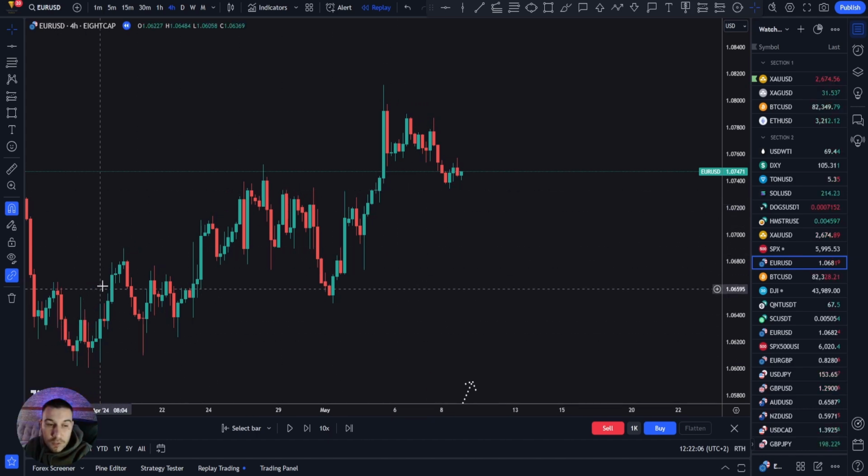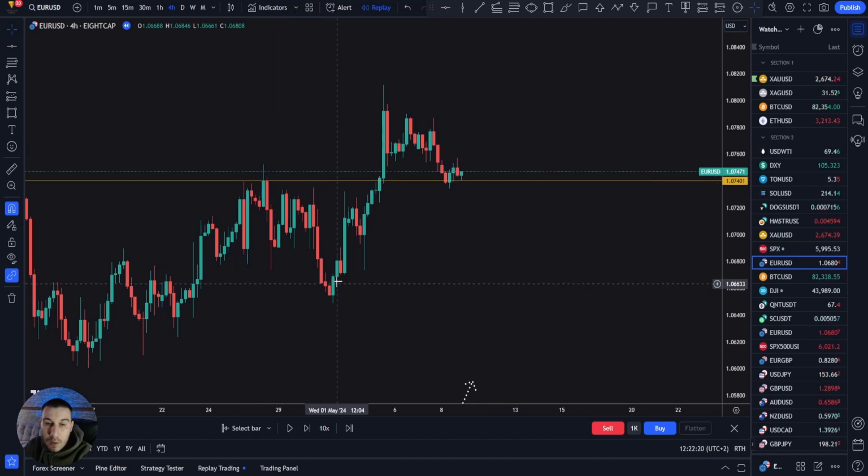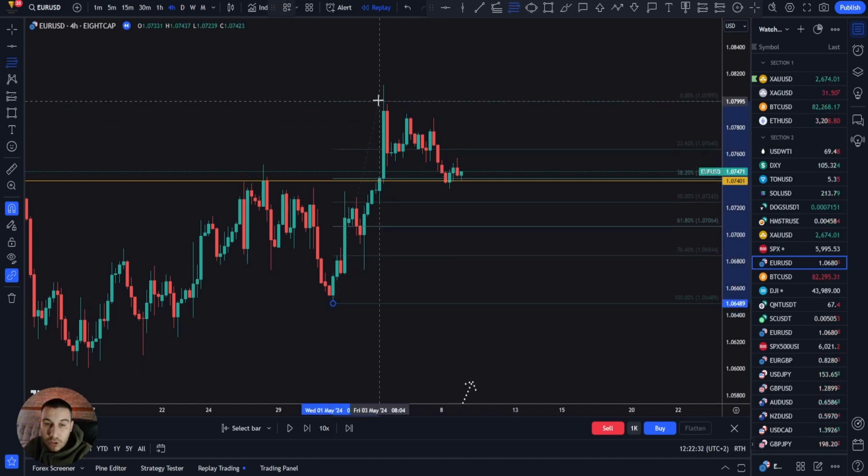Now, we've got the first impulse right here, okay? Then we've got a pullback. We've got another impulse, and we've got another pullback. Now, recently, we've broken above this previous high right here. So I'm going to place my horizontal level right there. And I want to see, as price is pulling back toward that level, is it going to give me a good engulfing candle? Now, something else that you can use as well is the Fibonacci retracement tool.